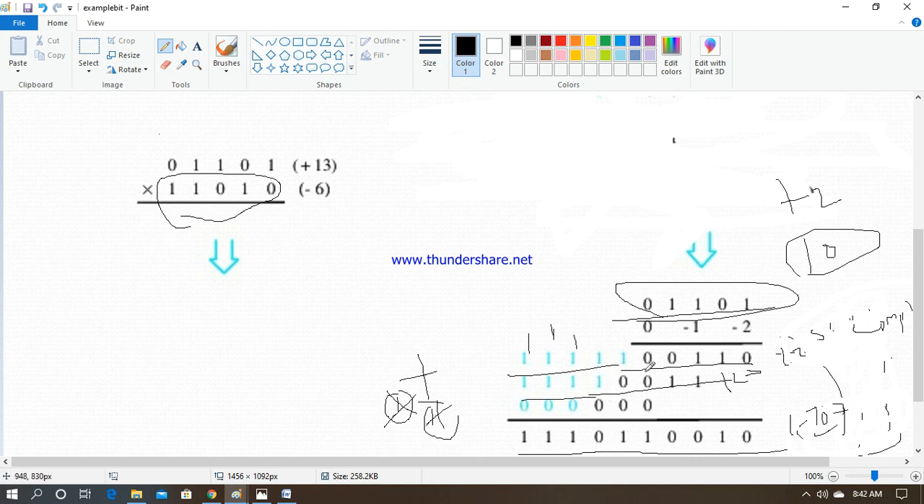The common sign bits we are writing, 111, here by default. Here also the common sign bits, we are writing 111. What results we are getting, we fill the remaining with 11 here. At last add all the values, and we will get the result of bit pair recoding.